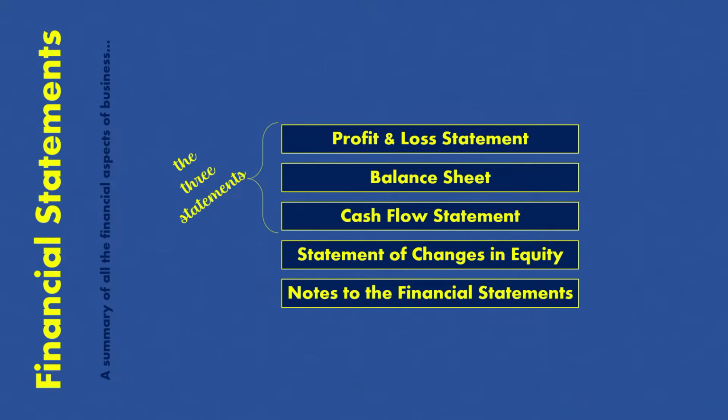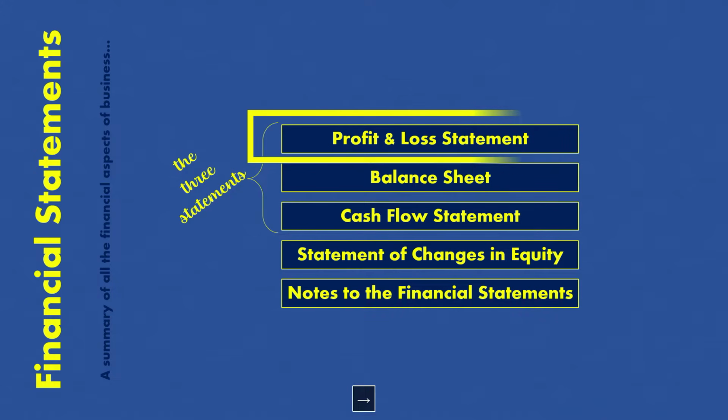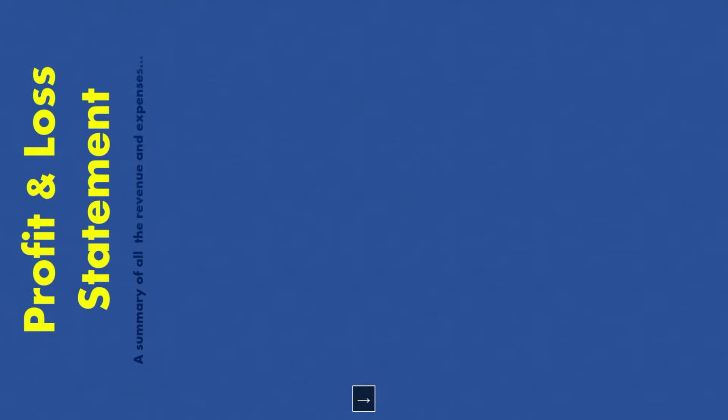Now that we have an introduction of the financial statements, let us talk about its first component in detail, and that is the profit and loss statement. So the profit and loss statement in summary summarizes all the revenues and expenses of the business.